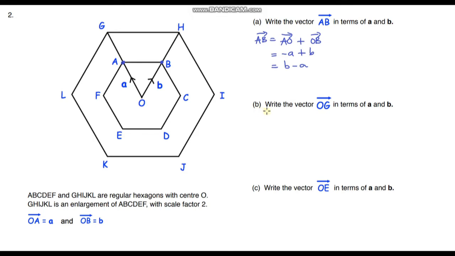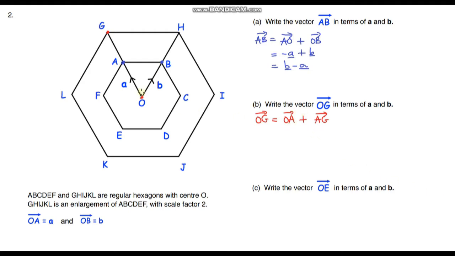Okay, question B. Write the vector OG in terms of a and b. So O, we're starting here, and G, we're finishing here. So we're going to go from O to A, and then from A to G. So let's write this down. So vector OG is vector OA plus vector AG. And again, I've noticed I've forgotten to underline my vectors. I do apologise for that. You're probably shouting at the screen in annoyance.